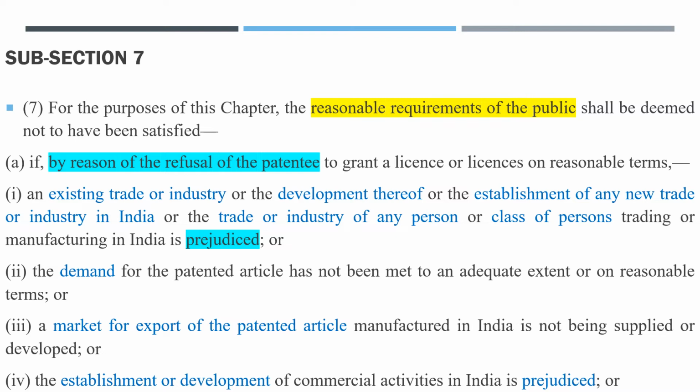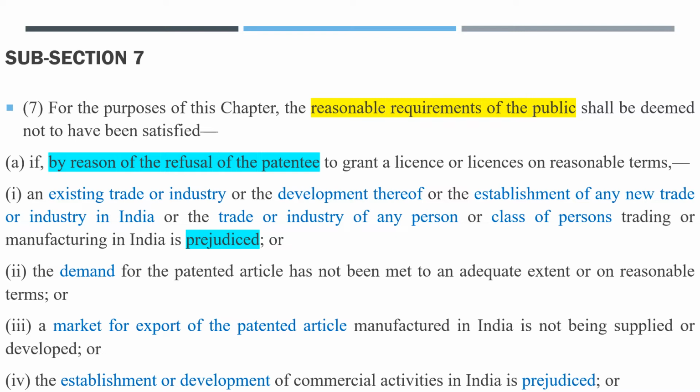subclause 1, an existing trade or industry or the development thereof or the establishment of any new trade or industry in India or the trade or industry of any person or class of persons trading or manufacturing in India is prejudiced, or subclause 2, the demand for the patented article has not been met to an adequate extent or on reasonable terms, or subclause 3, a market for export of the patented article manufactured in India is not being supplied or developed, or subclause 4, the establishment or development of commercial activities in India is prejudiced, or.